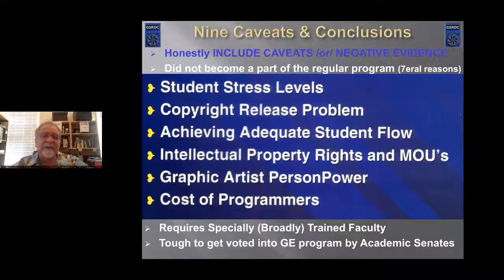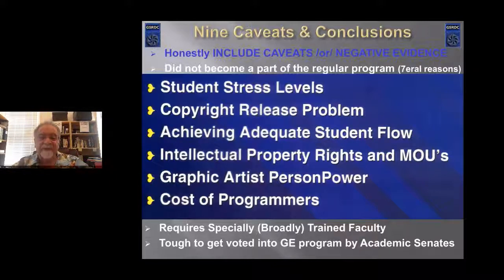There has to be a feeder population. But if they don't even know it exists, except in the departments, then they don't know what things beyond basic biology exist. Then there's intellectual property rights and the MOUs, the graphic artist person power, the cost of programmers. One of the biggest problems is the faculty senates. Every time this is offered, it has to be approved by a faculty senate somewhere. And faculty don't like to take materials from someone else. They like their students to think that it was their material.